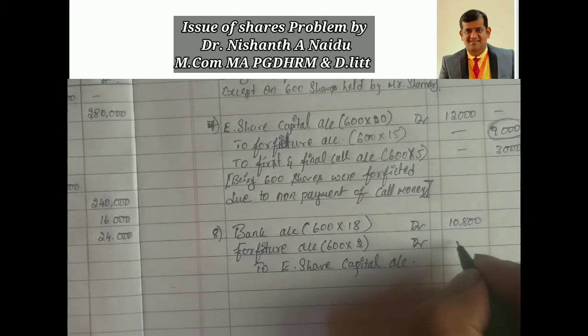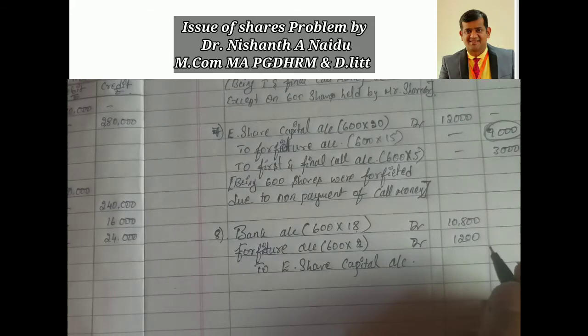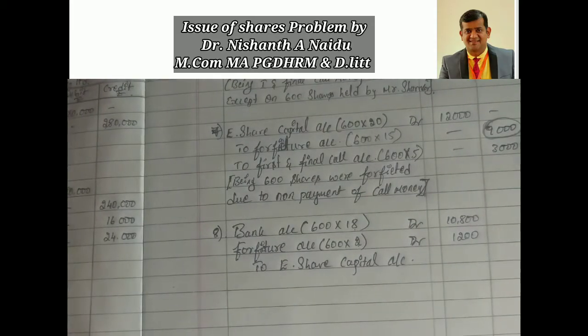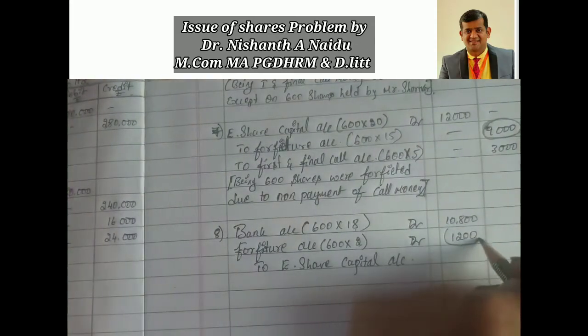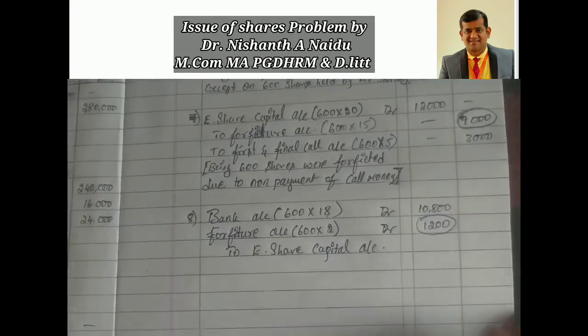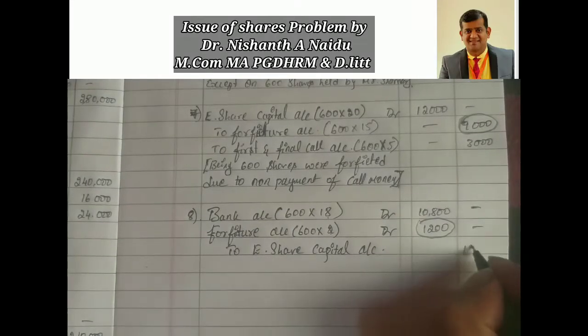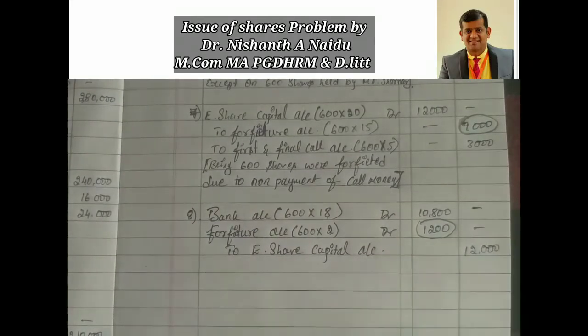So forfeiture account, how much? 1,200. 1,200 is the forfeiture. So circle this 1,200 again. So this nil, to equity share capital, so we are going to get 12,000 rupees.